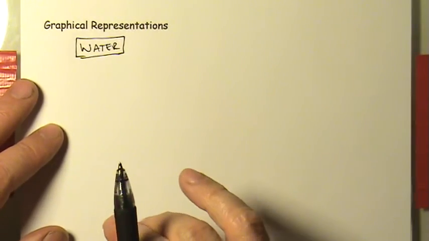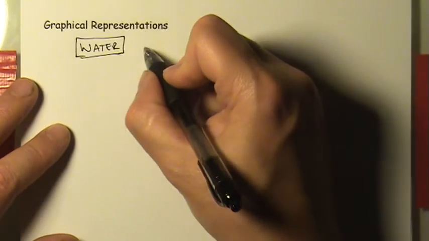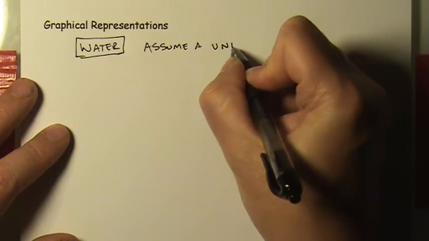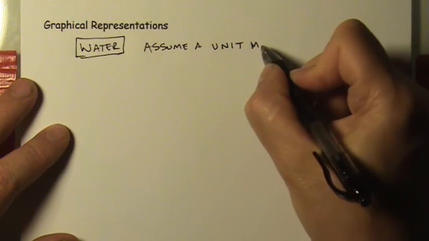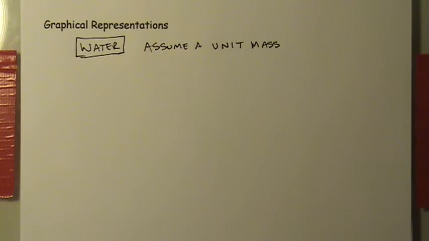So this specific graph will be for water. That's one of the common substances we're going to look at. And I'm going to make an assumption. I'm going to assume a unit mass. That is to say, I'm going to assume there's 1 kilogram of water. So we're going to take 1 kilogram of water in its frozen form, ice.